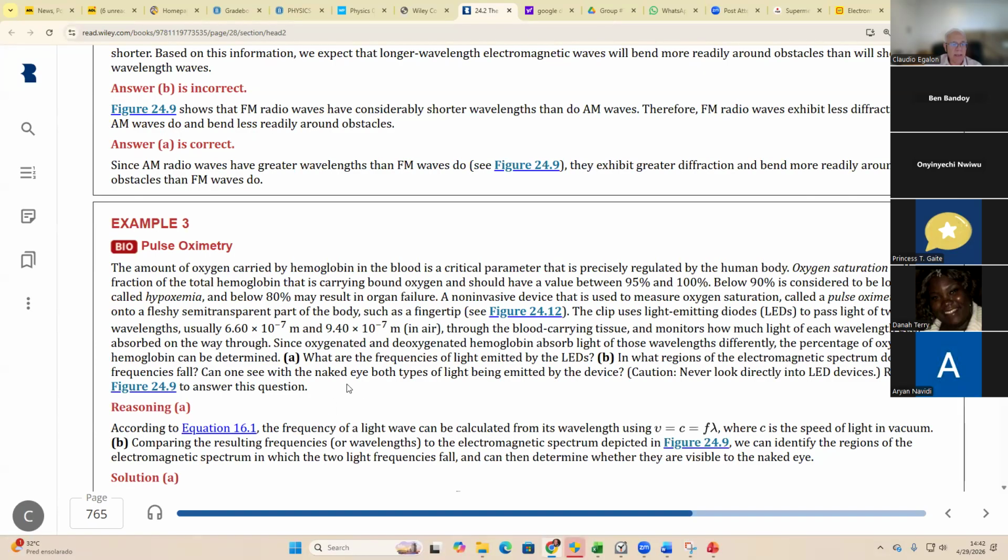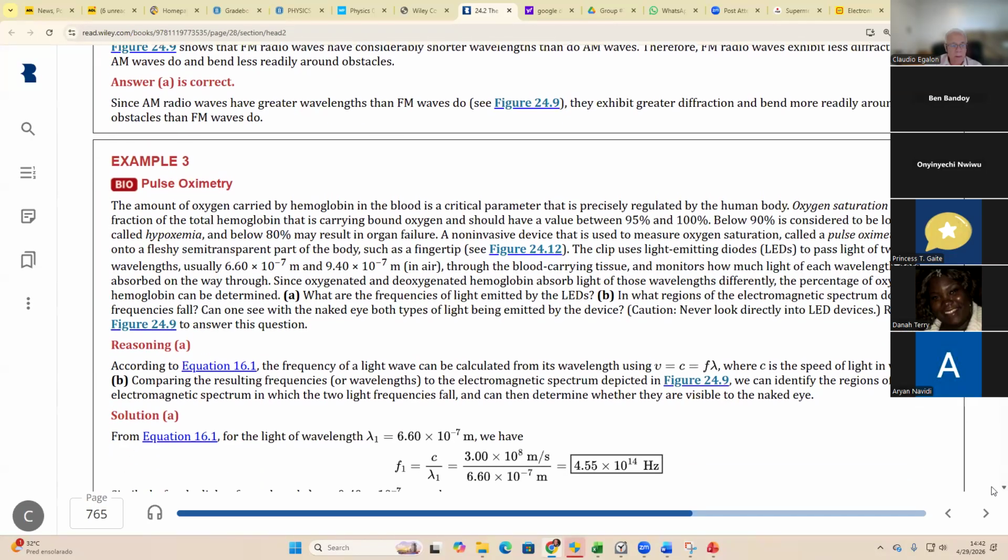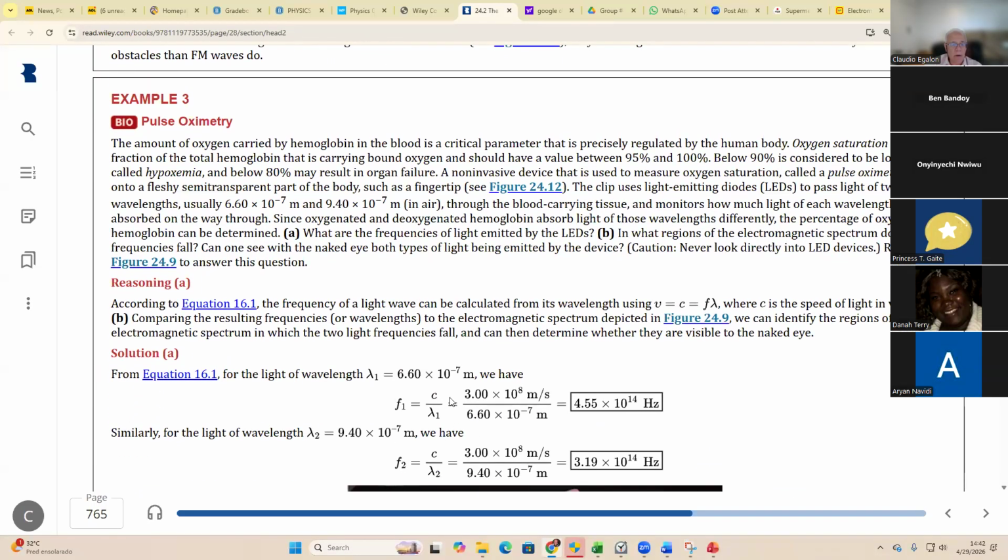Can one see with the naked eye both types of light being emitted by the device? Okay. In the case of the red, yeah, you will be able to see it. And what about the other one? Okay, here you go. Here's the equation, right? C, the velocity of the wave, is the frequency times the wavelength. You do the math, you get that frequency.